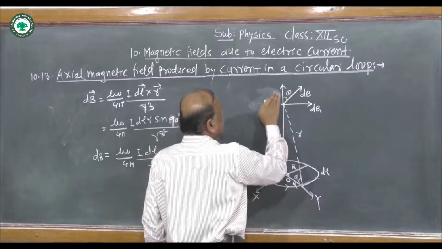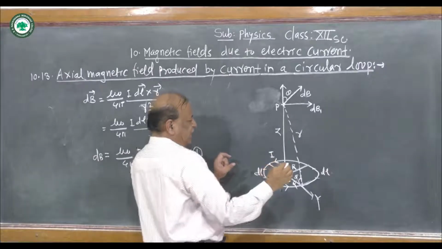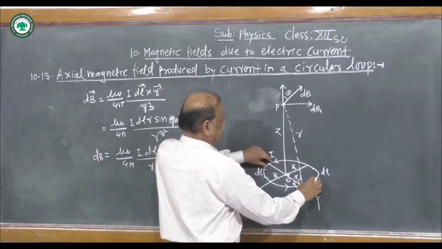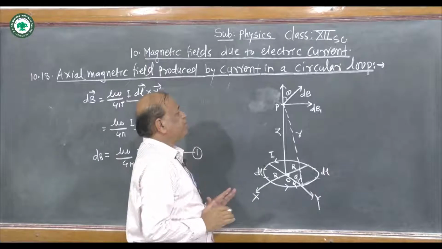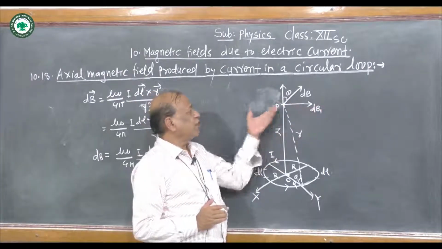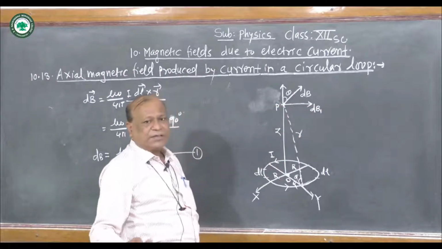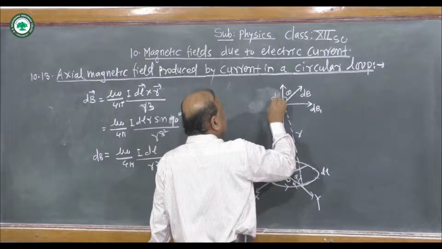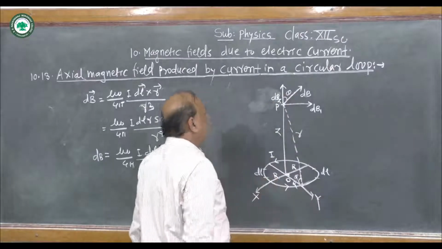We are considering this total circular loop. Every time we get, suppose here is a dl element, then another is here, suppose here, then here. Then each time the horizontal components of the magnetic fields get cancelled, they are equal and directed opposite, and therefore only this component dBz is there, that we have to consider.